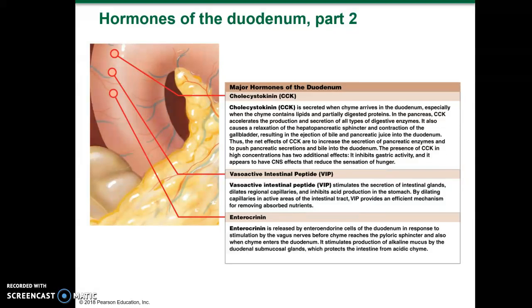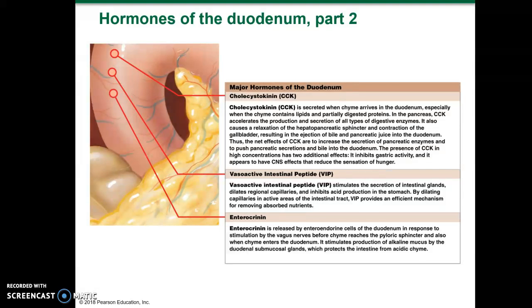Cholecystokinin is secreted when chyme arrives in the duodenum, especially when the chyme contains lipids and partially digested proteins. In the pancreas, CCK accelerates the production and secretion of all types of digestive enzymes. It also causes the relaxation of the hepatopancreatic sphincter and contraction of the gallbladder, resulting in the ejection of bile and pancreatic juice into the duodenum.